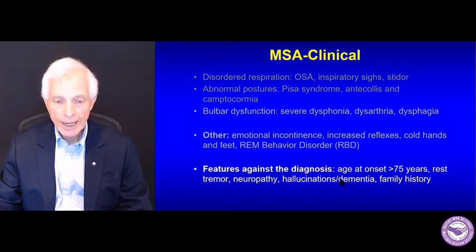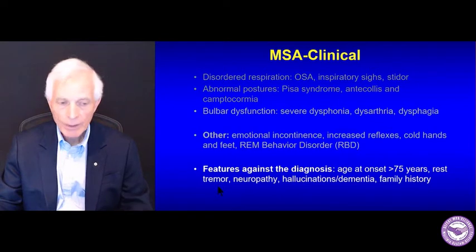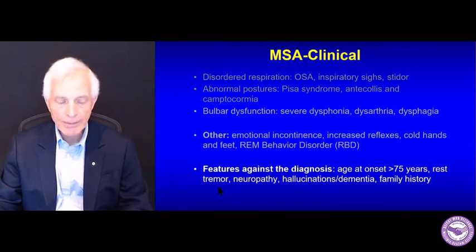Features against the diagnosis. This is a disorder that typically begins earlier in adult life, and so after the age of 75, it's relatively much less common. And so, for example, if we see REM behavior disorder in an elderly individual, this is more commonly suggestive of Parkinson's disease or dementia with Lewy bodies, another synucleinopathy. I mentioned if Parkinsonian rest tremor is present, we think of Parkinson's disease and not typically MSA.